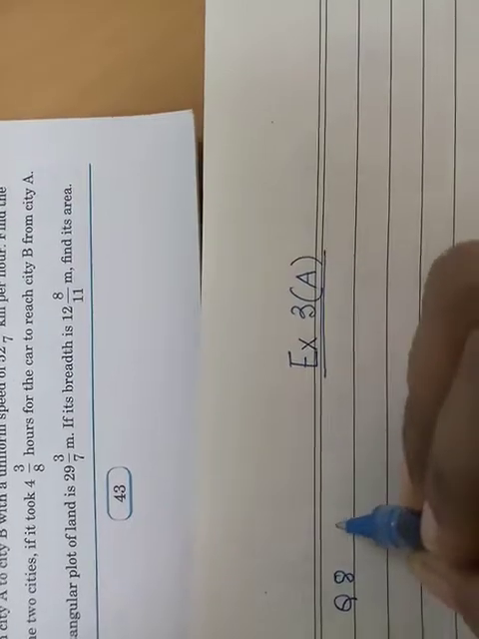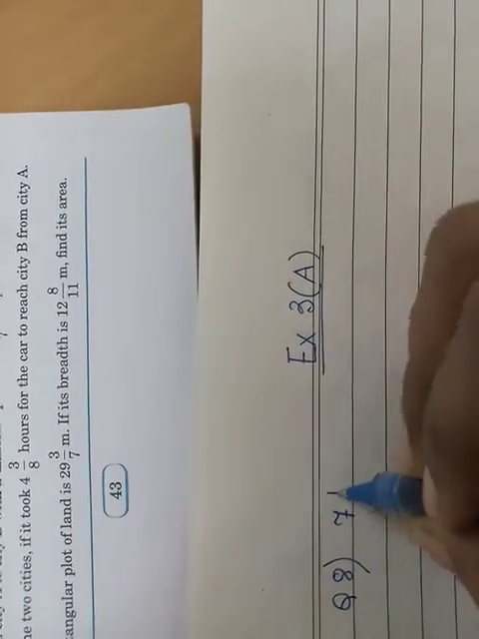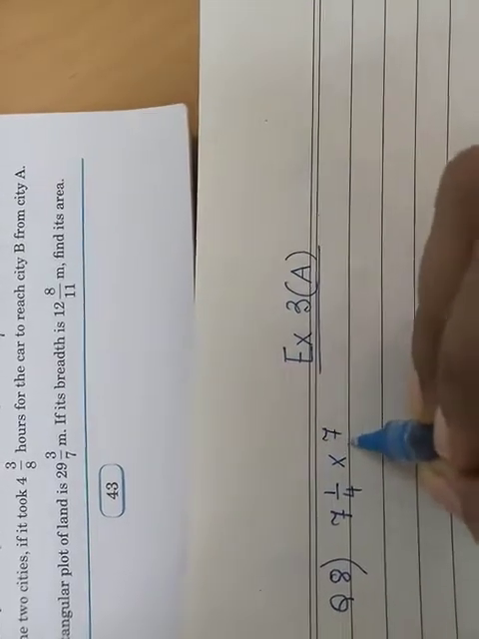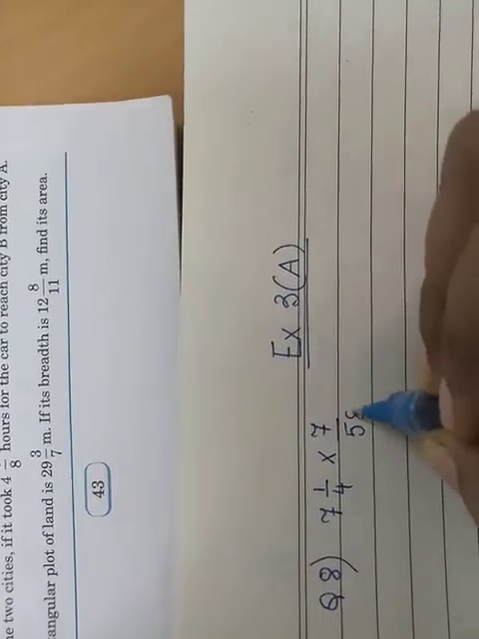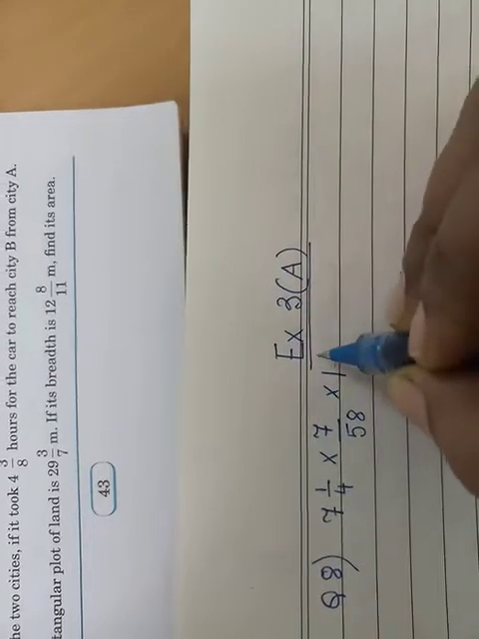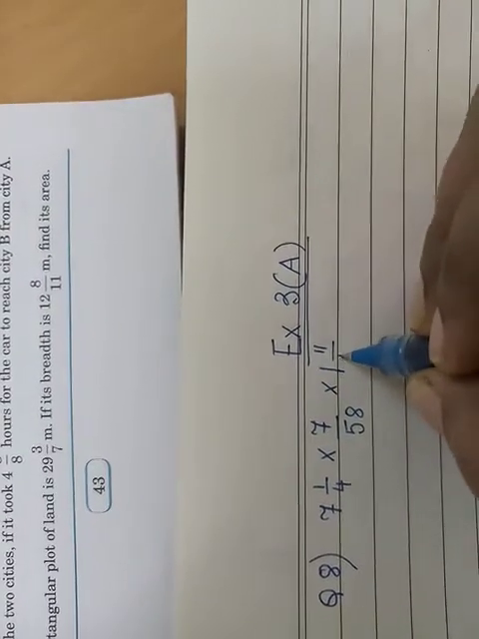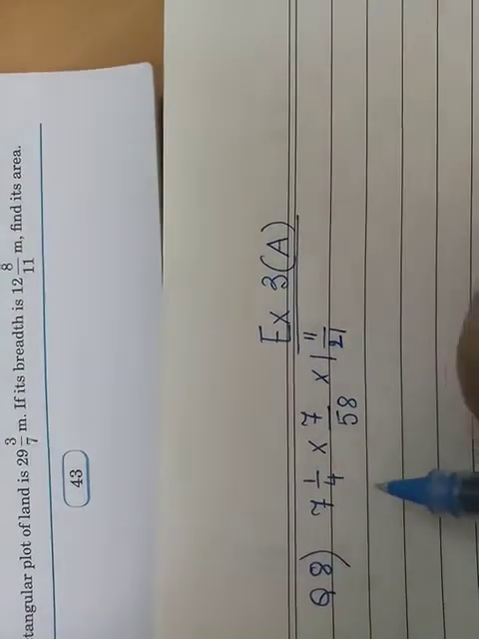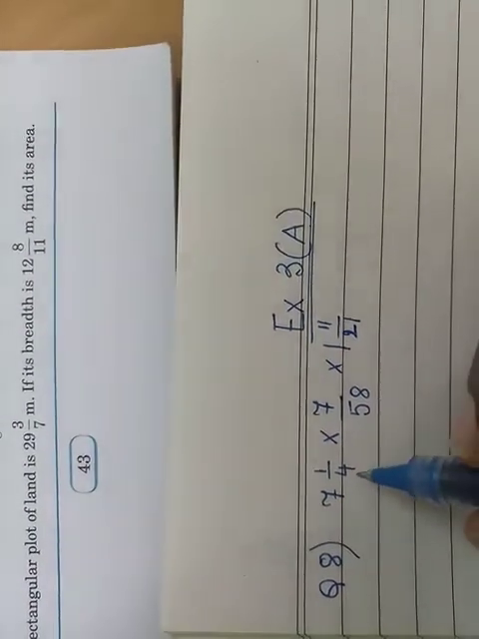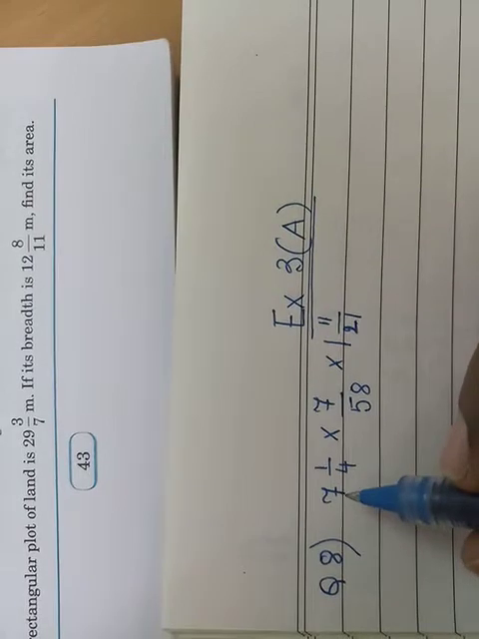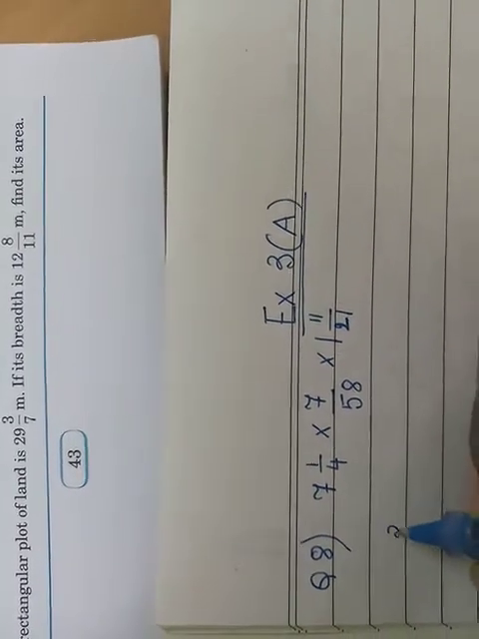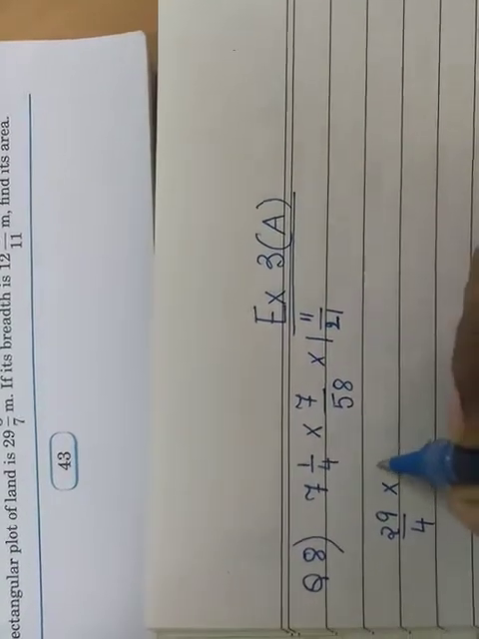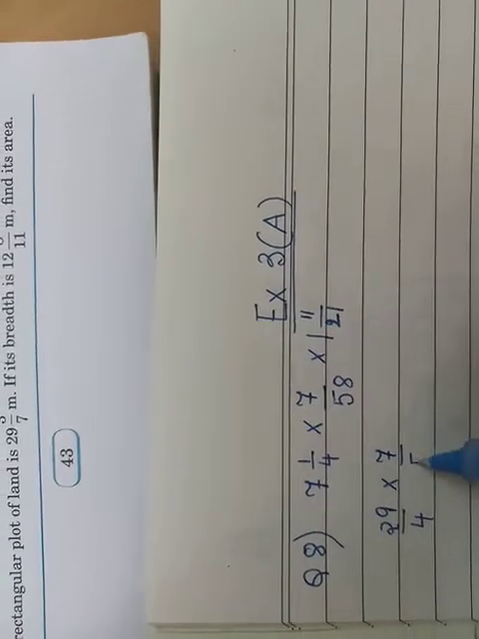What is given? 7 whole 1 by 4 into 7 by 58 into 1 whole 11 by 21. So firstly we convert mixed fraction into an improper fraction. 7 4s is 28 and 1, 29 by 4, into 7 by 58.